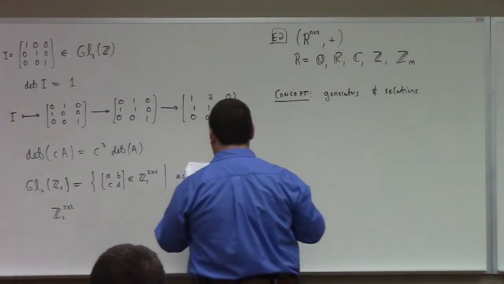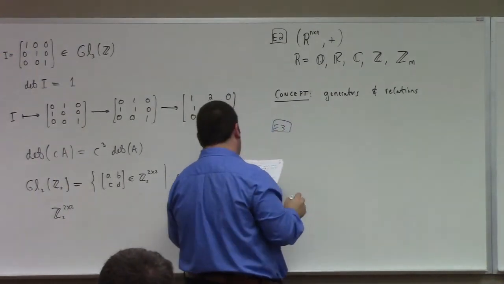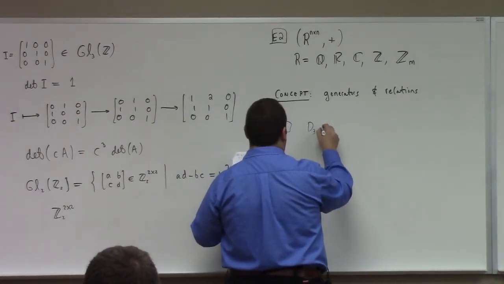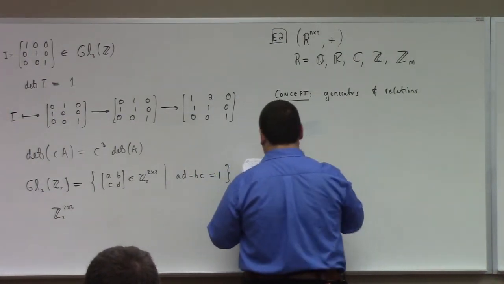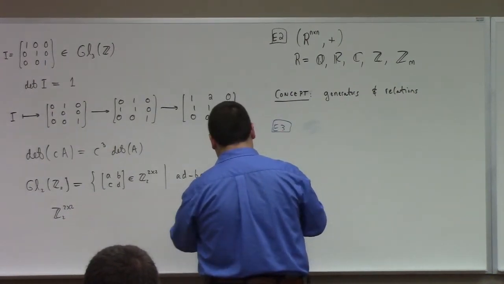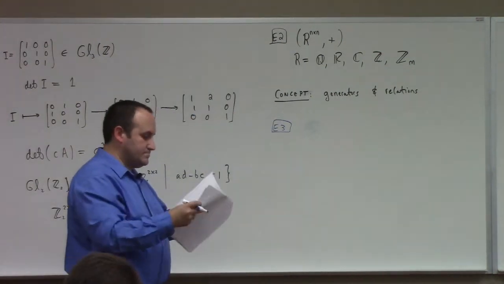Let's see here. Example 3. So here's a good example of generators and relations. We could talk about D3. Oh, let's not do D3. I'm sorry, that's not what I want to start with. I'll get to it eventually.